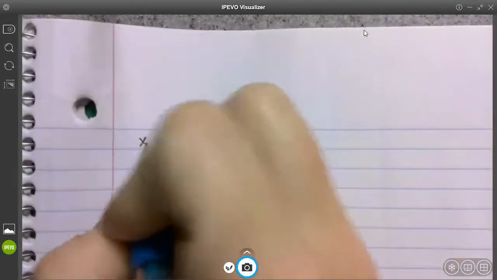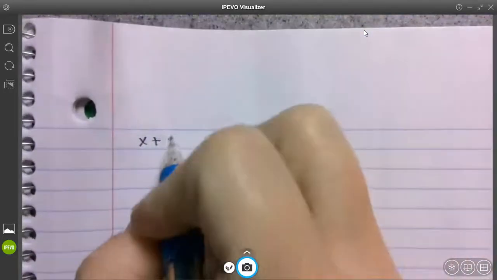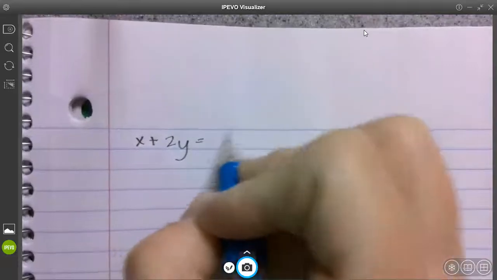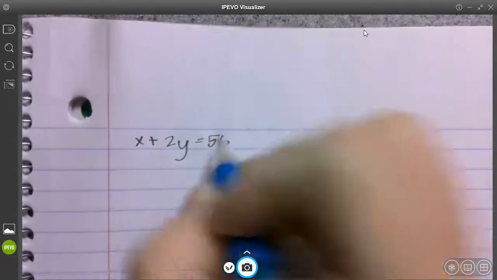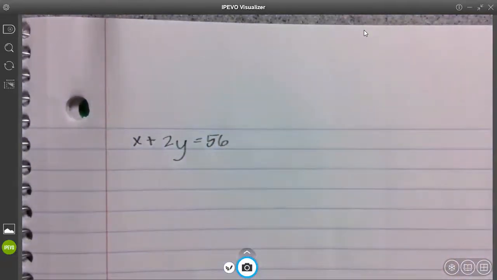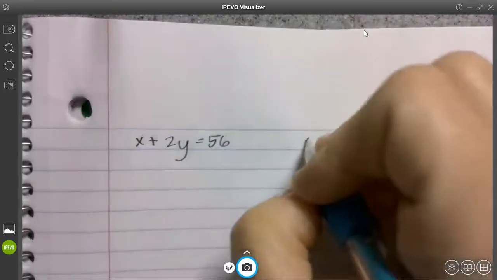So number one says find two positive numbers such that the sum of the first and twice the second is 56 and whose product is a maximum. So we're going to start with that first equation, where it said the sum of the first and twice the second is 56. And then it says whose product is a maximum.